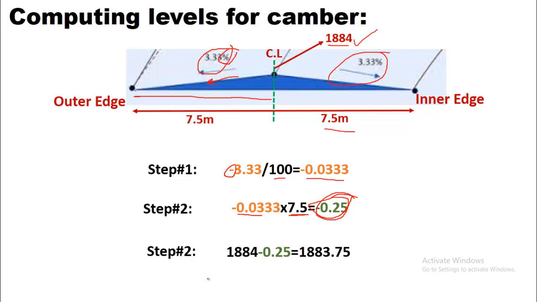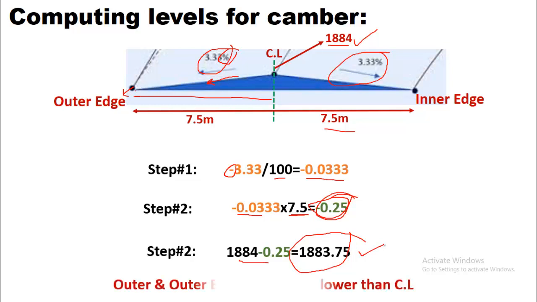If you deduct this value from the level of the center line, you will get the level at the outer edge of the road. So this is the outer edge and its level will be 1883.75. As the slope on both sides is the same, we conclude that inner and outer edges are 0.25 meter lower than the center line. So that's how you can calculate the levels on the edges if camber is provided.